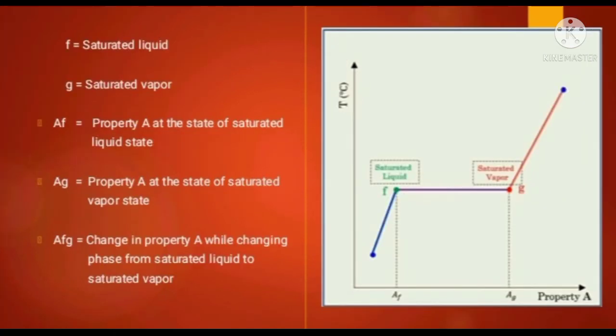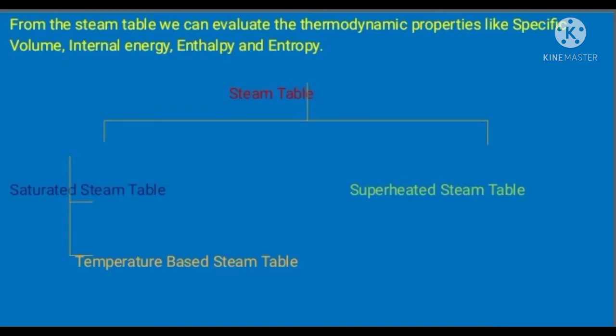So f equals saturated liquid and g equals saturated vapor, and Af equals property A at the saturated liquid state. Ag equals property A at the saturated vapor state. Afg equals the change in property A while changing phase from saturated liquid to saturated vapor. From the steam table, we can evaluate thermodynamic properties like specific volume, internal energy, enthalpy, and entropy. The steam tables are the superheated steam table, saturated steam table, and temperature-based steam table.